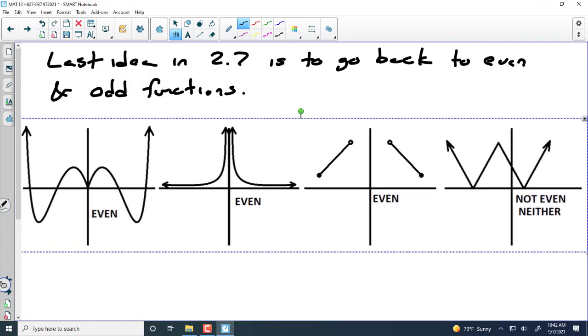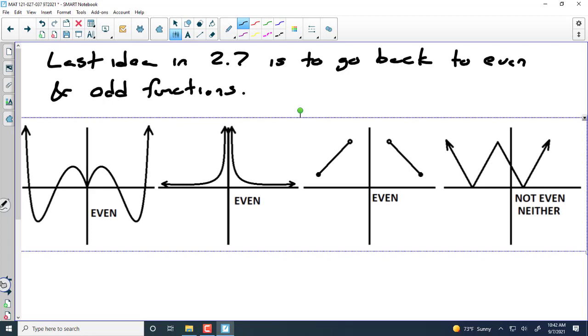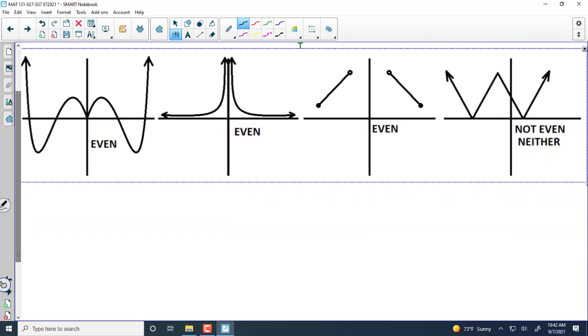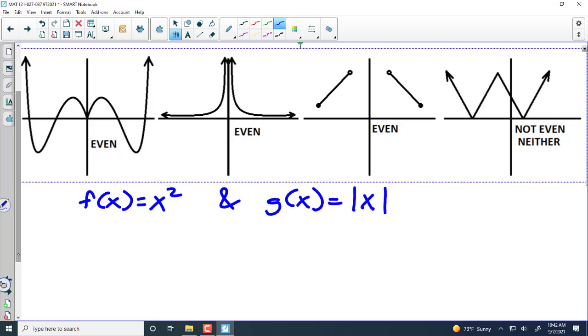So we've seen this picture before. This is just a picture I made that shows a bunch of different even functions. Besides just these three even functions here, which are just kind of random functions, we also know that f(x) equals x squared and g(x) equals the absolute value of x are even functions.